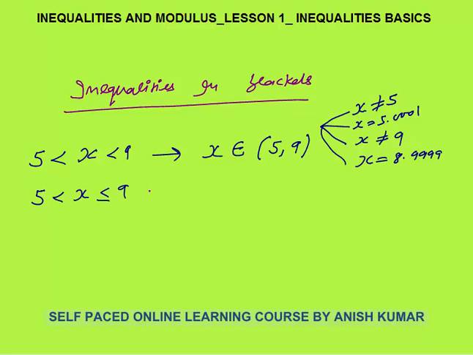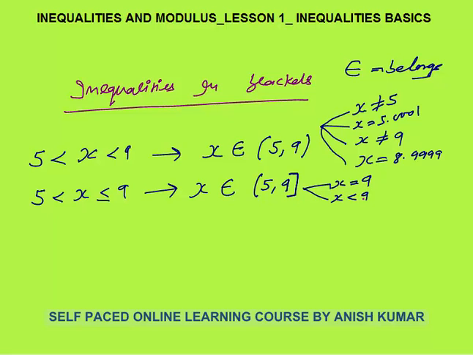Here x is less than or equal to 9 but greater than 5. We will say that x belongs to, x will be greater than 5 but less than or equal to 9. So here there will be a square bracket. The square bracket means that 9 is also included. Here x can be 9, x can be less than 9 also. So it means that x is between 5 and 9, where 9 is also included.